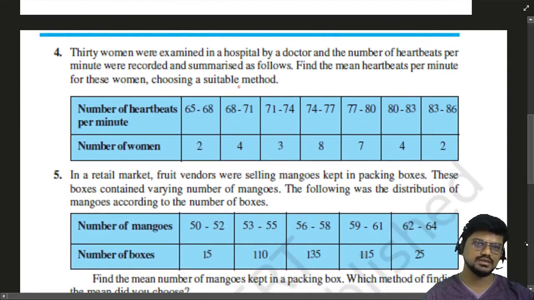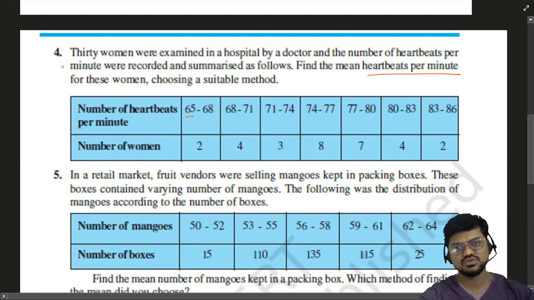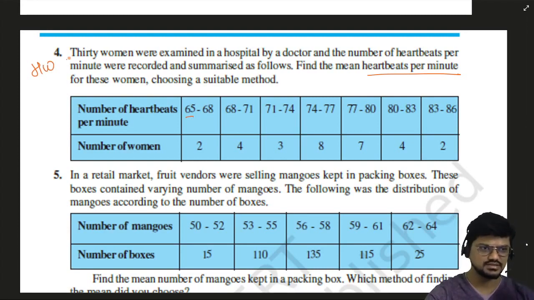Now choose a suitable method and find the mean of the heartbeats per minute, is what they have asked. Over here 65 to 68, the class interval is 3, okay? And the number of women is given. It is almost the same kind of question, so you can solve this question in your homework. Please try to solve this and get the answer. If you don't get the answer properly, then you can ask in the next class.